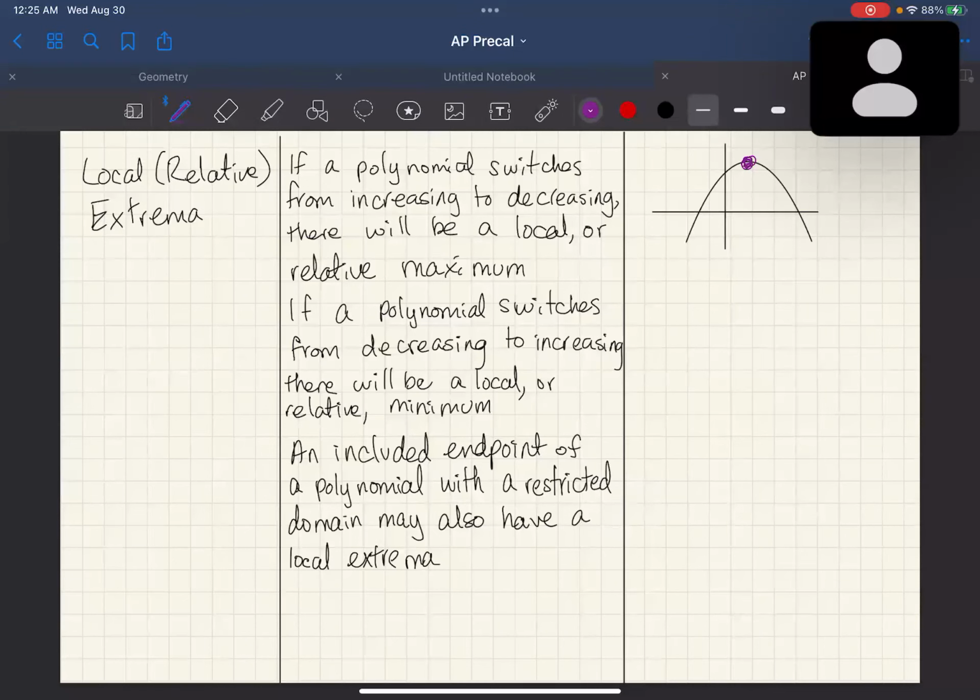Now, when I have a polynomial that switches from decreasing to increasing, that's when I will have the minimum. So that's going to look like the parabola that we're used to, and then my minimum will be at the bottom of the graph.